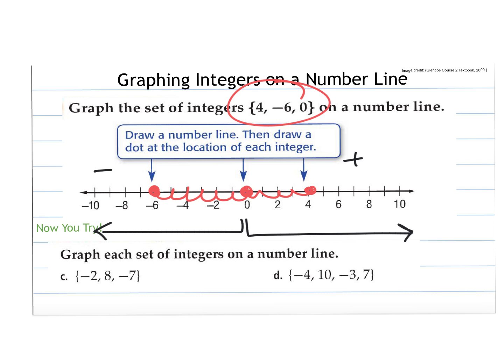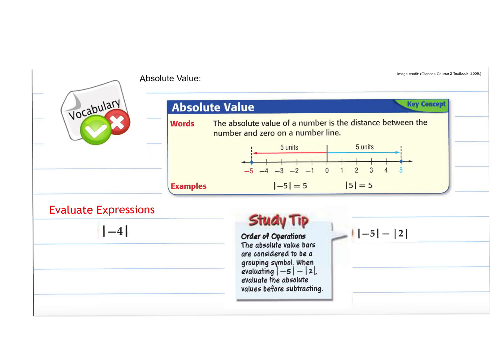If we were going to graph -2, 8, 7, I know that negative 2 is going to be to the left of 0 at negative 2. 8 is going to be to the right of 0 all the way up here, and then negative 7 would be 1 smaller than negative 6, and we would put that in right there. So negative integers to the left of 0, positive integers to the right of 0.